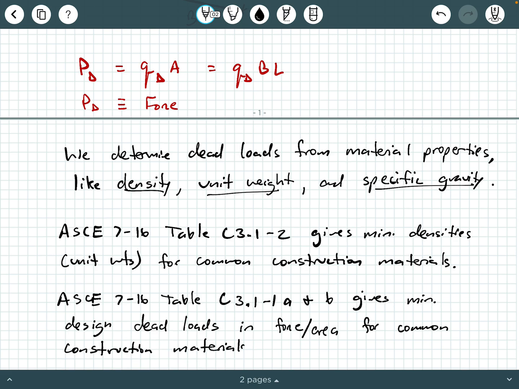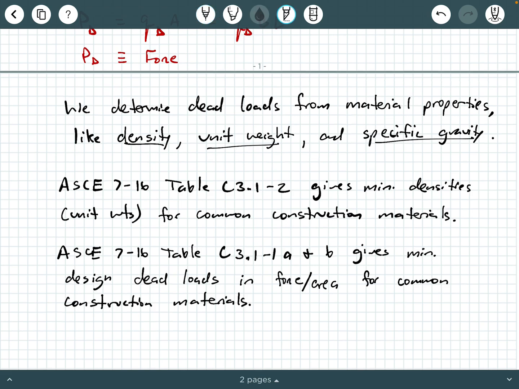Now you may be wondering, what's the difference between these two types of tables, okay? The first one we talked about gives minimum densities or unit weights. Remember from a materials course that a density or a unit weight specifically has units of force per volume, like pounds per cubic foot or kilonewtons per cubic meter. Whereas the second table, actually two parts of the same table, C3.1-1A and B, give minimum design dead loads in terms of force per area for common construction materials. So this is given in pounds per square foot or kilonewtons per square meter. So a thickness dimension has already been factored out of this table.